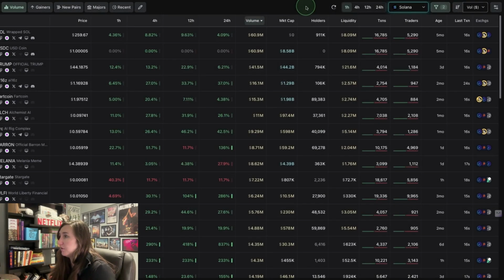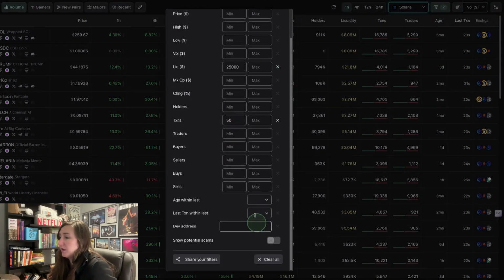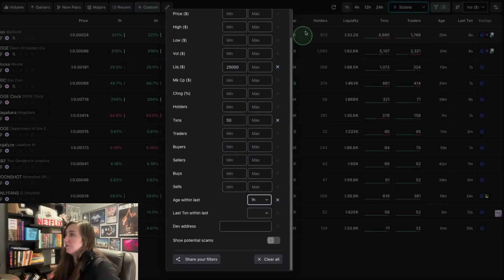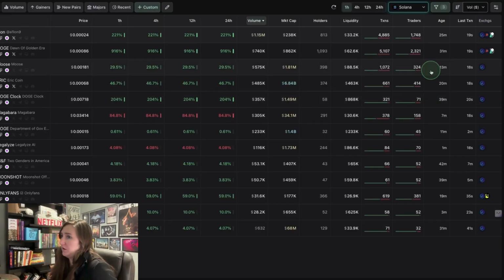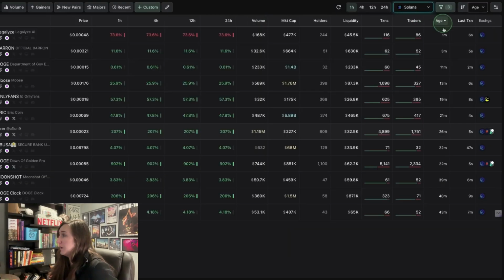I also like to sort this. Obviously, you'll see 5 months here, 5 months here. So really, we want to put the age within the last hour at most, I would say, if we're doing volume plays. Like I said, we're trying to build your account up right now. So you got to be in and out of plays pretty quickly. So if we go ahead and sort this, what I sometimes will do is sort by the number of traders or something like that, or just pure age.